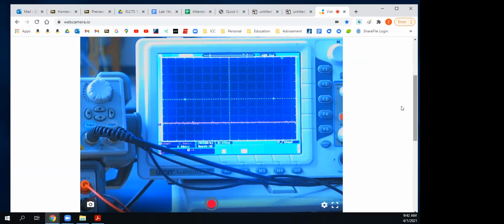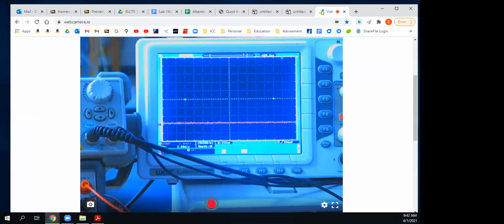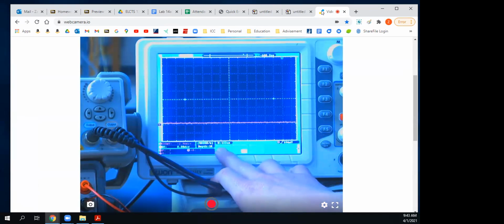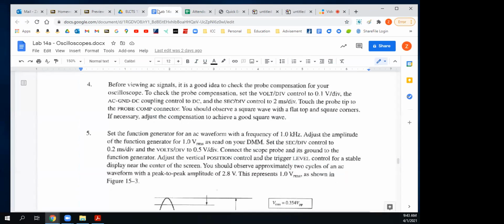Got some stuff happening? Okay. 0.1 volts per division. Set the AC ground DC coupling control to DC. I'm still on DC from the other day. Set the seconds per division control to 2 milliseconds per division. So on mine, I'm still on this guy right here, so it's still DC coupling. And then how many milliseconds per division? 2 milliseconds per division.